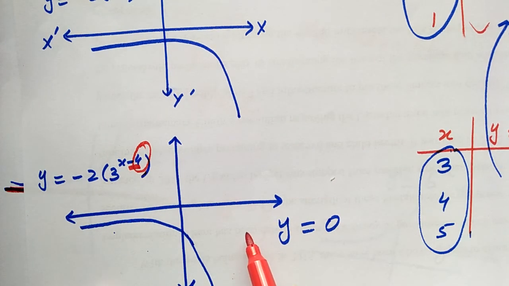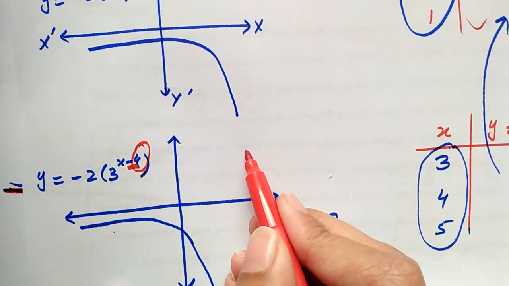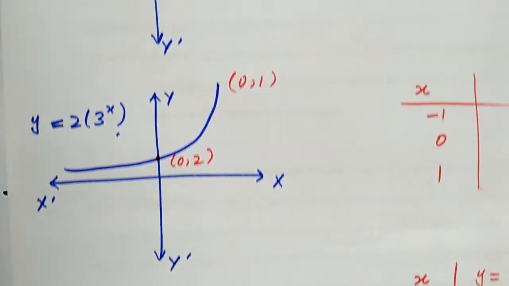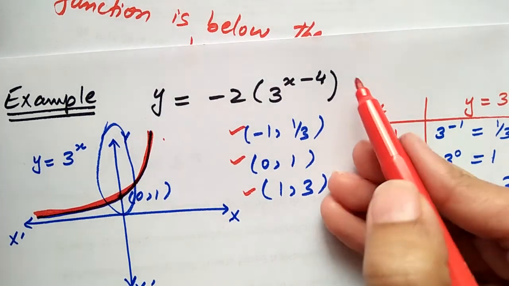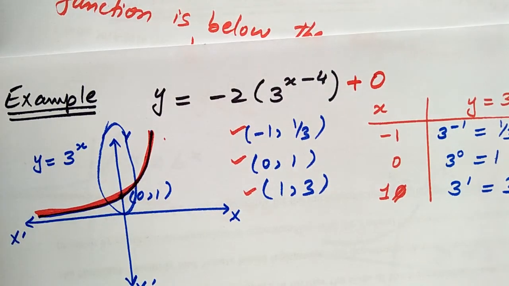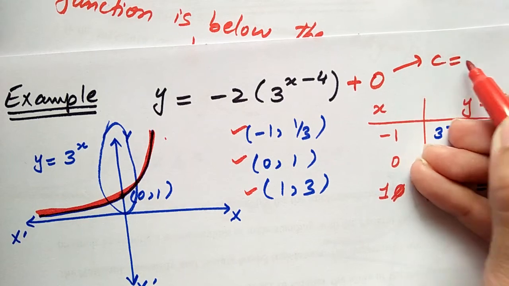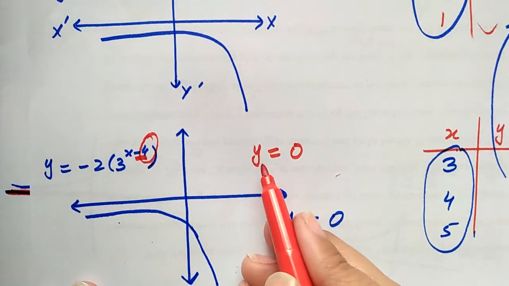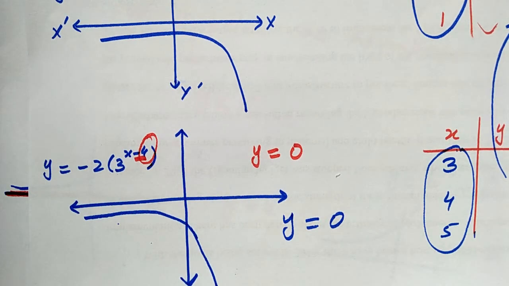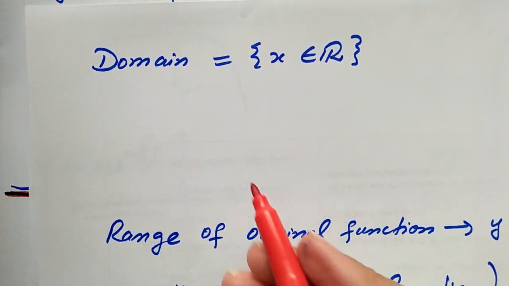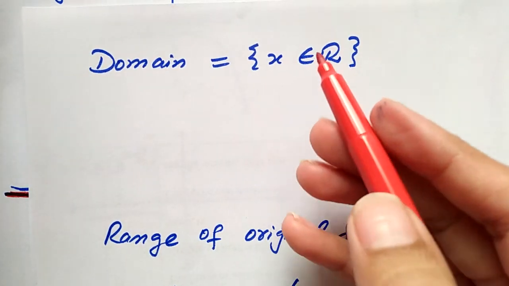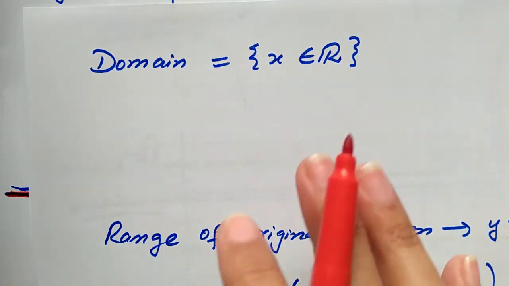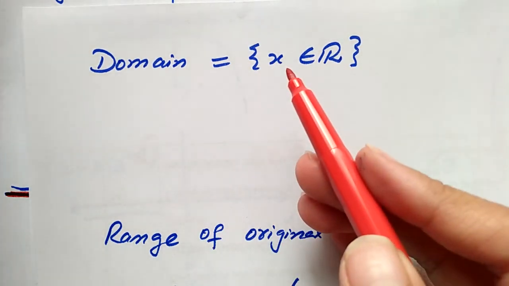The asymptote remained unchanged. That is basically y equals 0. Horizontal asymptote. Since I have no c over here, this c is null, that is 0. So my horizontal asymptote is y equals 0. The domain for exponential function is always the set of real numbers, and it will remain unchanged during the transformation.